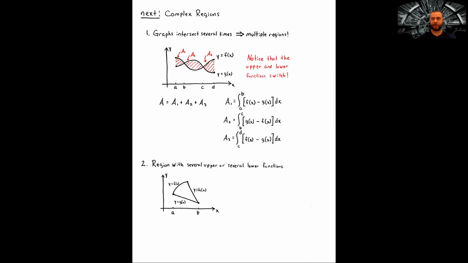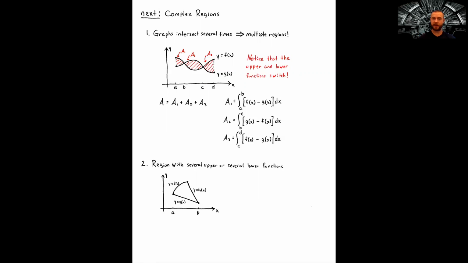Another way we could have a more complex region is, suppose for this sketch, there is a single lower function, but the region is bounded above by 2 different curves, y equals f of x, and sketched here, y equals h of x, that maybe intersect somewhere in the interval. This is a little bit harder since we can't apply our basic formula, upper function minus lower function, since there are 2 different upper functions here.